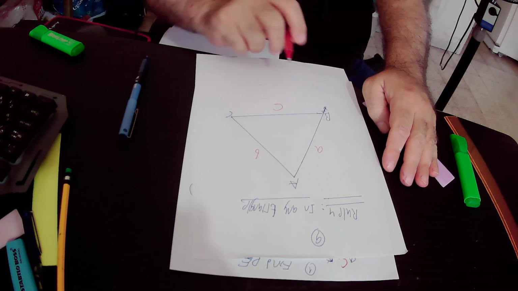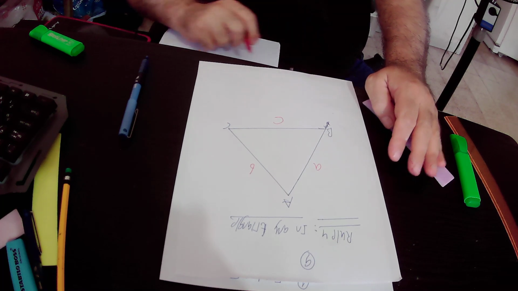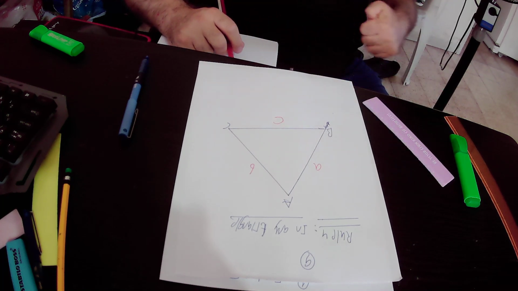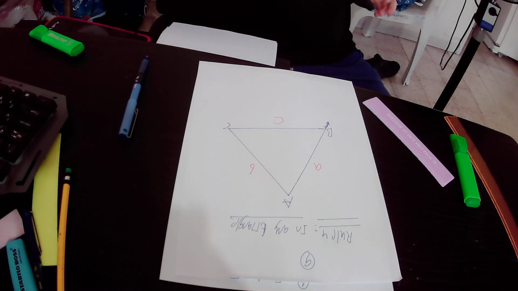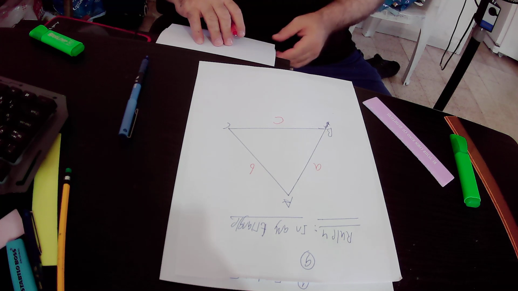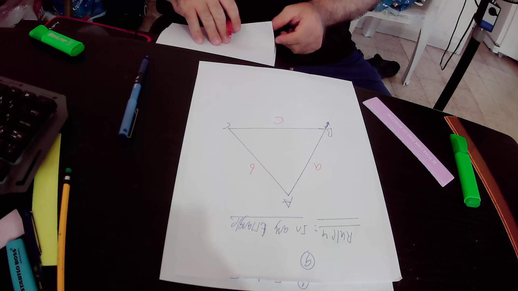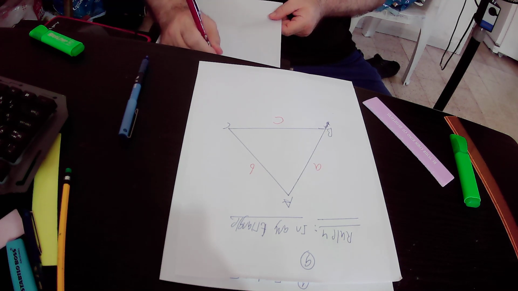Actually, rule number 4 states that the sum of two sides of a triangle is always bigger than the length of the third side. That is the first part. I'll write down the first part of rule number 4.